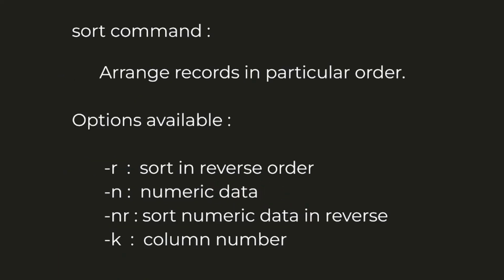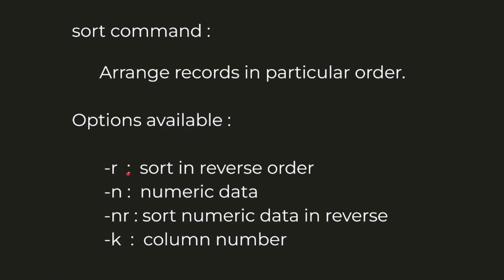Sort command. Sort command is used to arrange the records in a particular order. By default, it sorts the record in ascending order. We can also specify the sorting order or the column by which the records are supposed to be sorted by using options. The important ones are listed below.